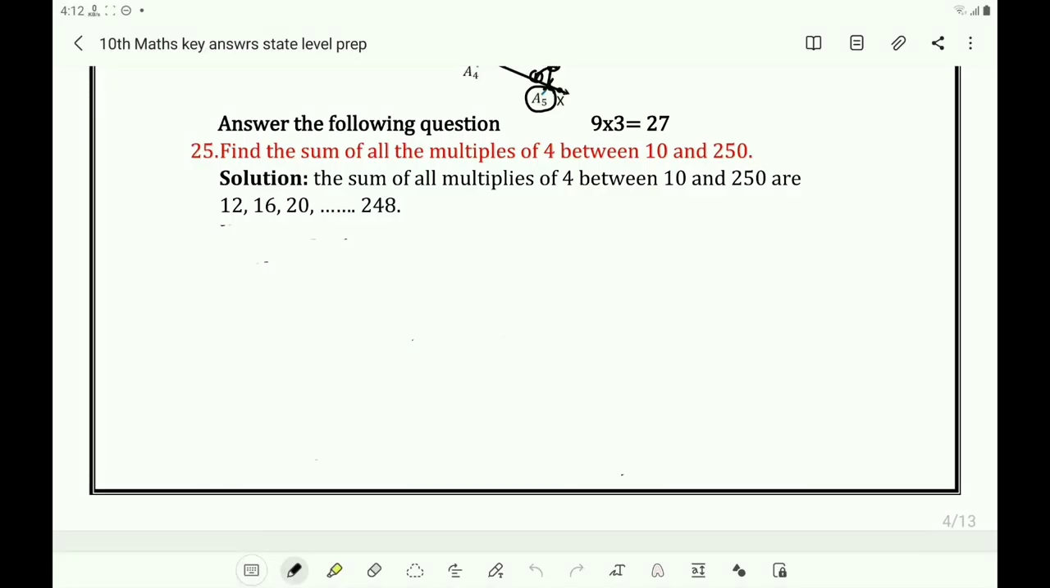Children, it is the second part of the solution of the state level preparatory mathematics. Now let us solve the 3 marks questions. 9 questions are there, 9 into 3, 27 marks.